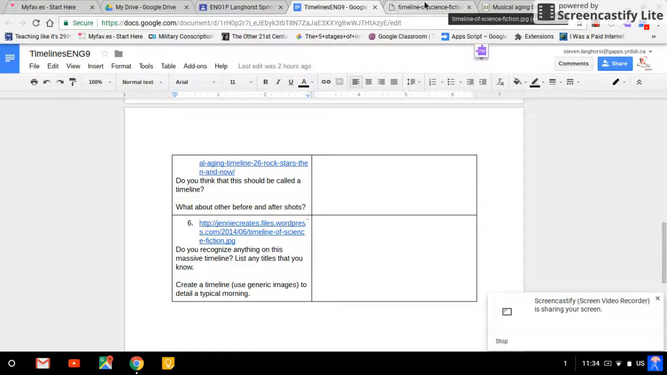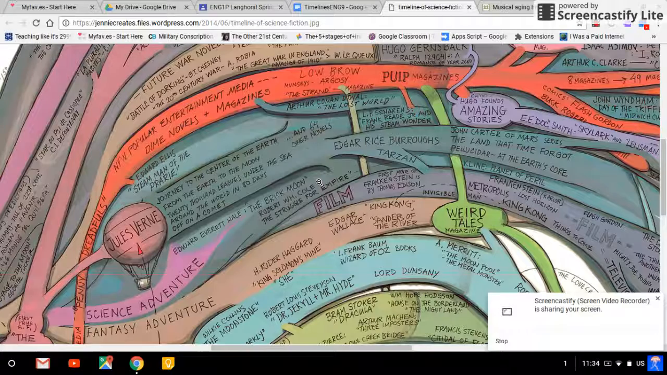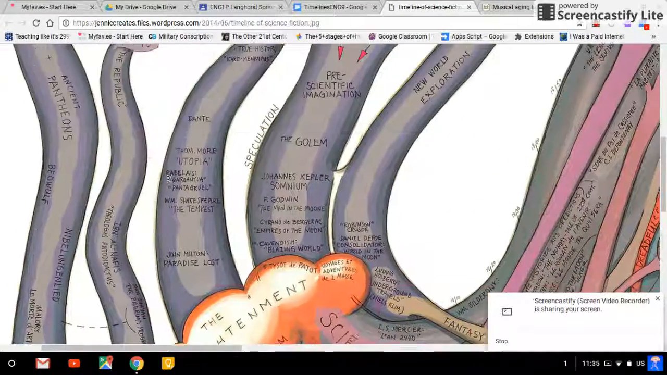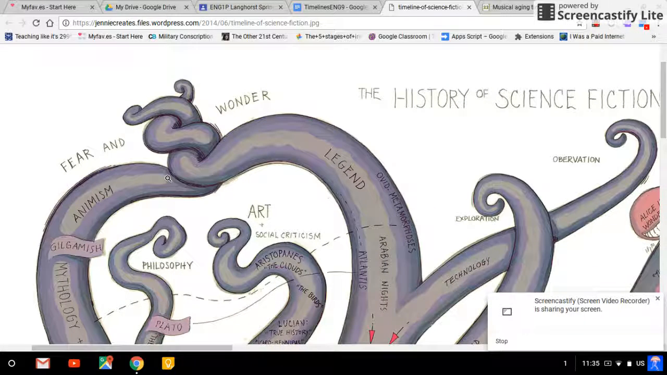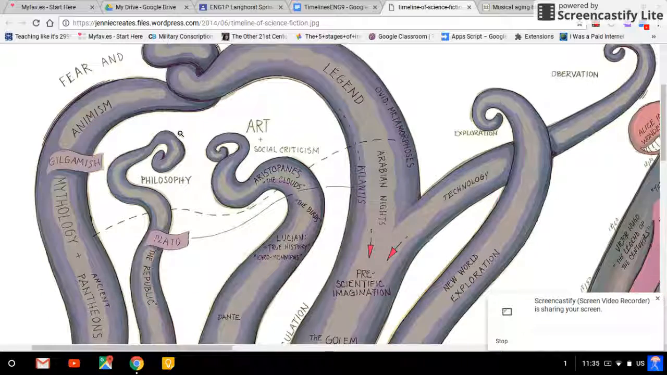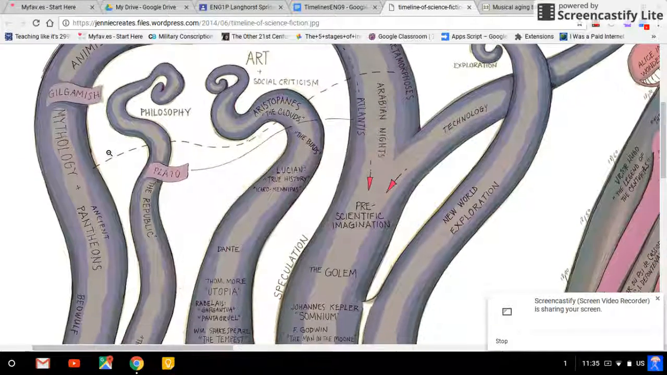this is a huge timeline. This timeline has stories on it, and you can zoom in really close on this. I've chosen a pretty zoomable version of this image. And it's neat because it starts here at the words fear and wonder. This is the history of science fiction. And as you kind of grow from it, you have Gilgamesh, which was a story written about 3,500 years ago, give or take. Could be as far as 4,000 years old.